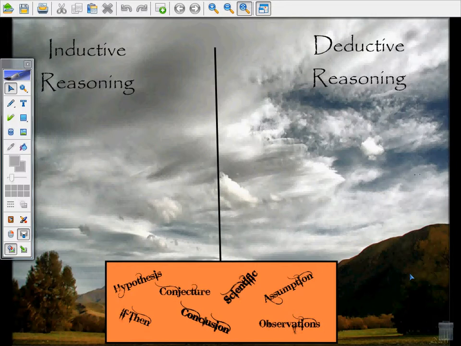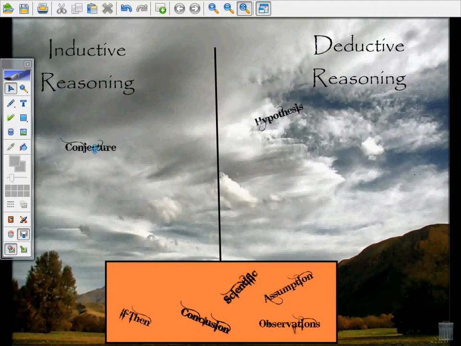Where does that go? Is it inductive or deductive? Nope, that's the wrong one. Okay. How about conjecture? Inductive, good. So we can remember them because it's HD, and then the other one is inductive.